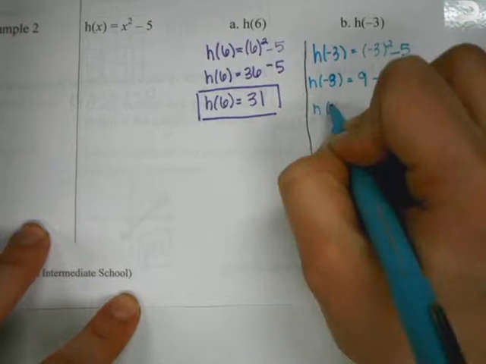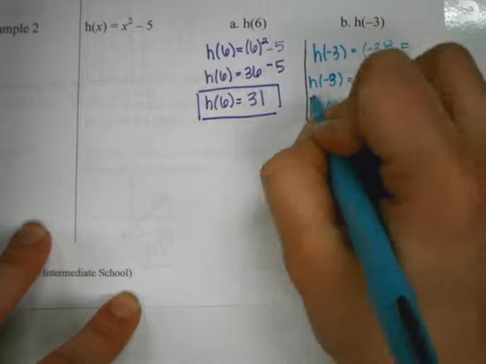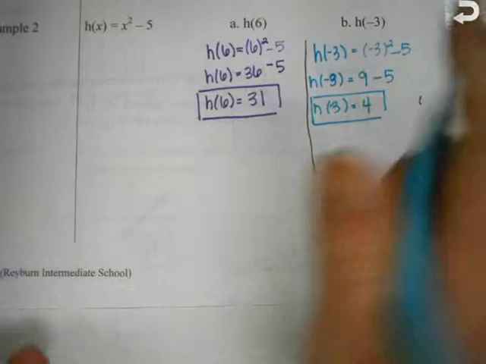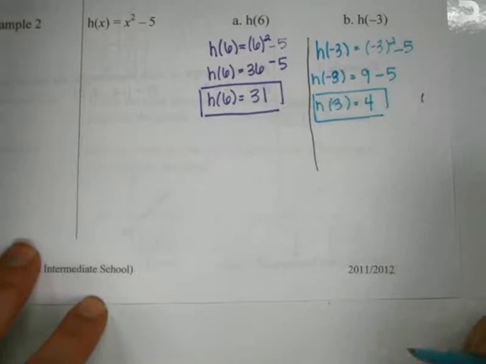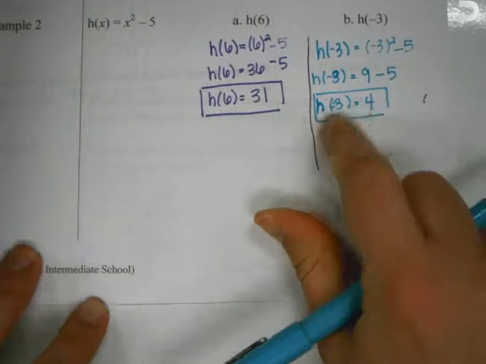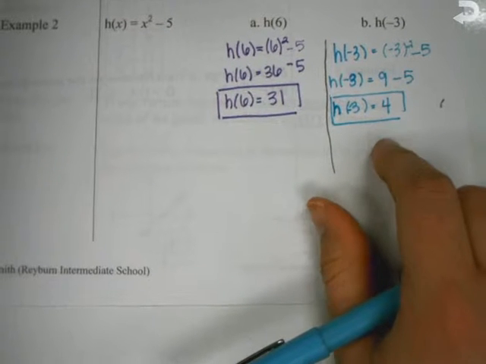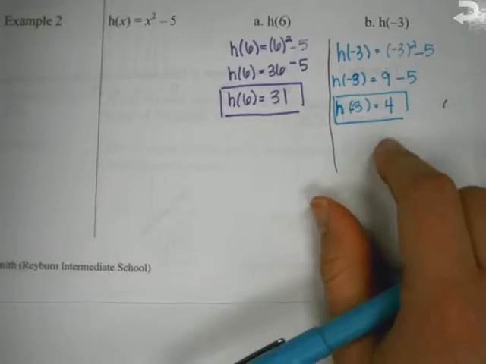So, h of negative 3. Now, if I plugged in positive 3, would I also get 4? Is that okay? Yeah, it's okay, as long as I don't plug in the same x and get two different numbers. But these are all functions, so we know it's going to work.